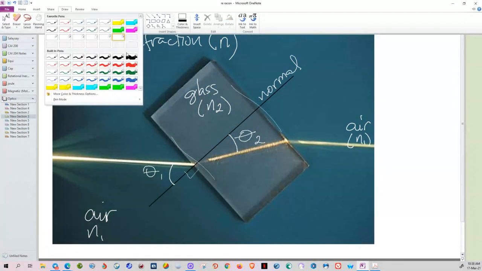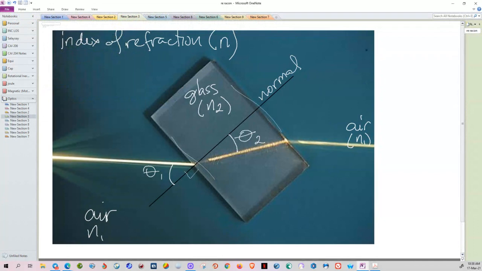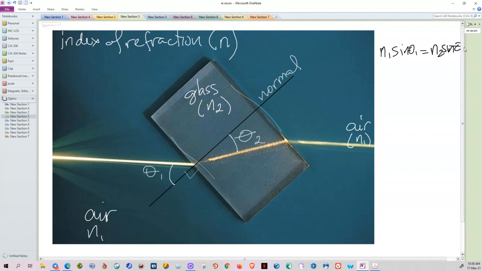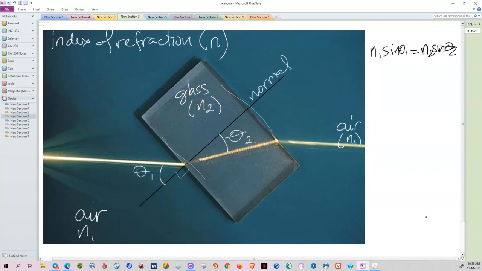So how do you find the value of n2 and the value of n1? Let me write the equation here. Let's go to the white part. n1 sine θ1 is equal to n2 sine θ2. Okay, that's the rule for Snell's law. So the question is, we know θ1. We can also measure θ2. What is n1 and what is n2?